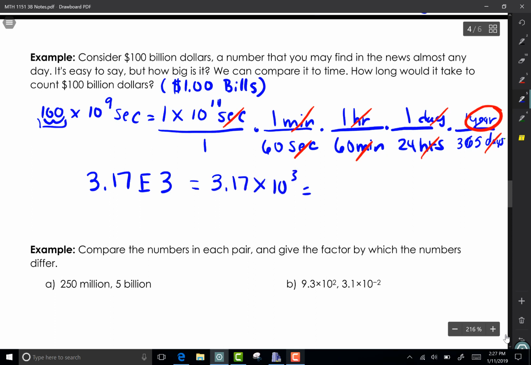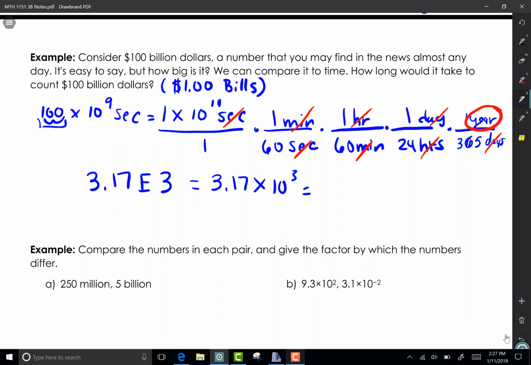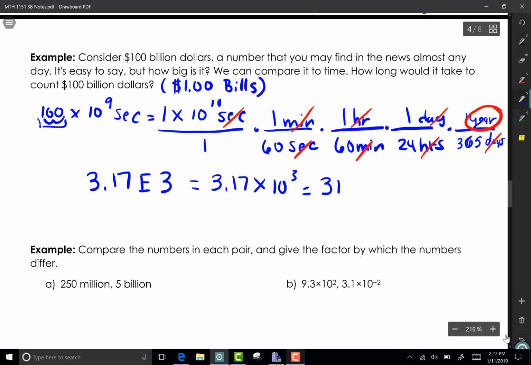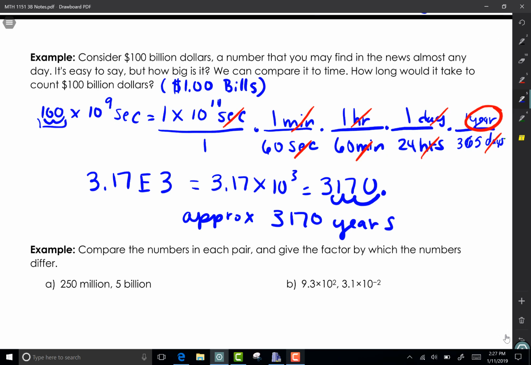If we write that in standard notation rather than scientific notation, that means I'm going to move my decimal place 3 places because I've got 10 to the 3rd. So I've got 3170, because this was where my decimal point was, and I moved it over 3 places. So it's approximately 3,170 years it would take to count $100 billion.